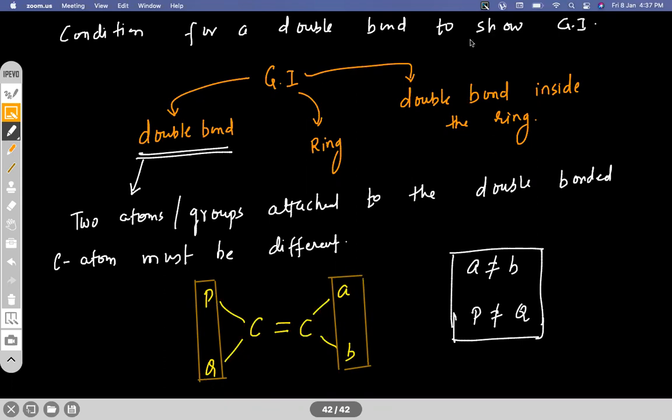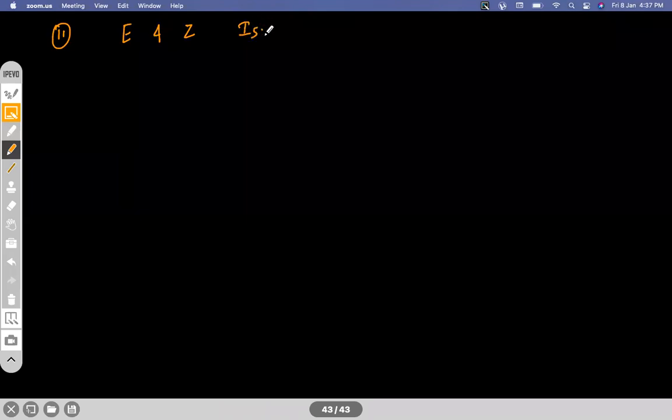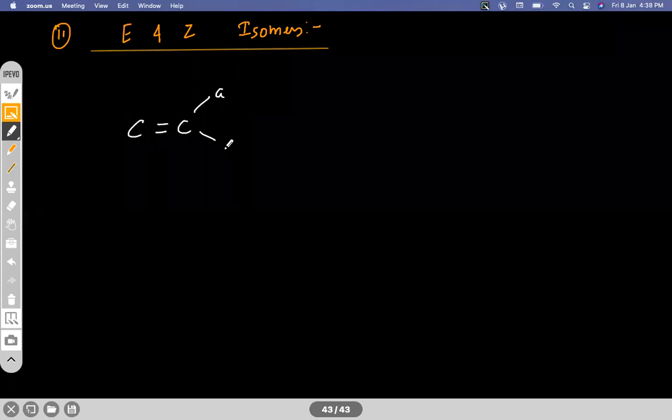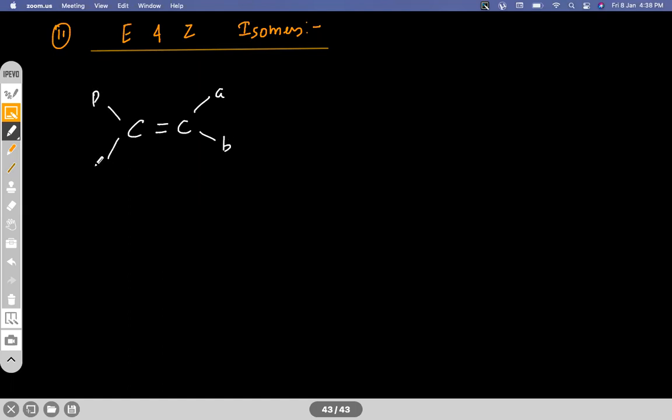Now, the second type of naming is E and Z isomers. If you see, we have a molecule, say, carbon-carbon double bond with A, B, P and Q. First of all, E and Z isomers we define when out of the four atoms or groups, at least three are different, or all four are different. Because if any two of these groups or atoms are identical, then with respect to those we can always define cis and trans.